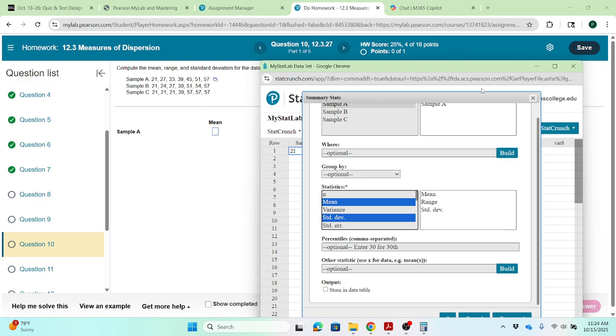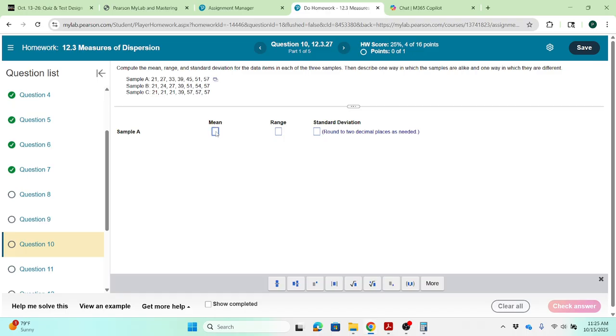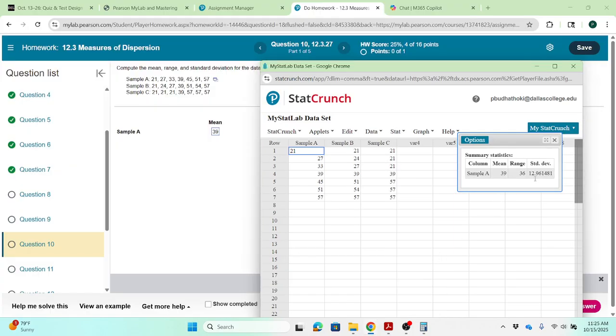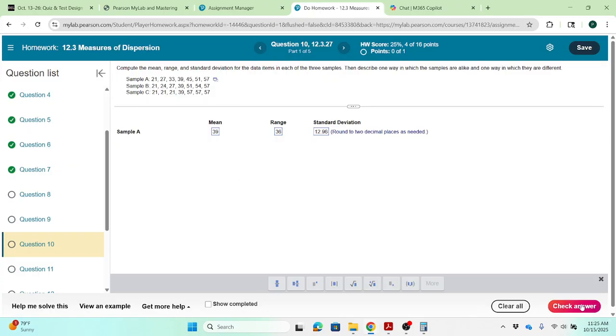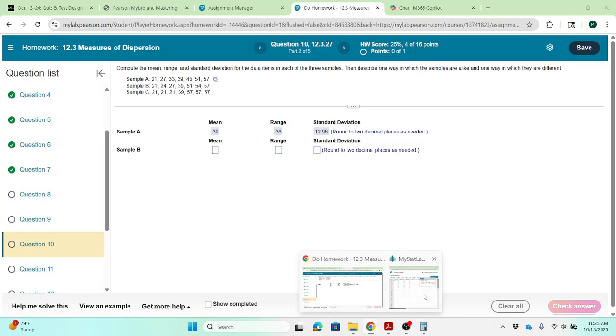So if you hit Compute, it's going to compute these 3 things for this column, sample A, which is 39, 36, and 12.96 if you round to 2 decimal places. So that's the answer for sample A, and you can do the same thing for sample B and sample C.